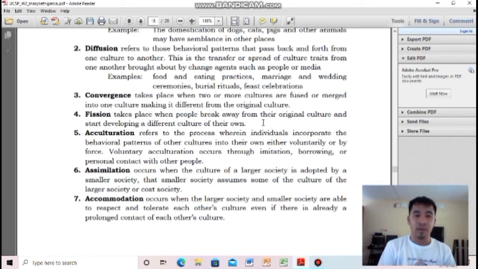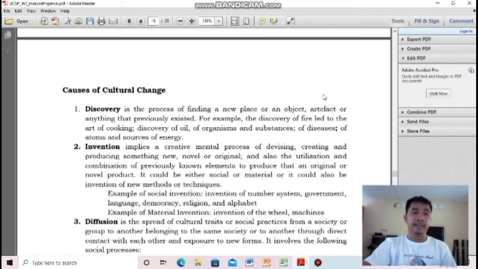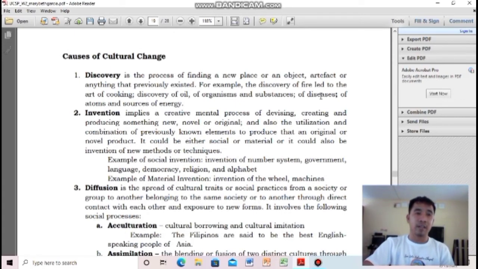Accommodation. Occurs when the larger society and smaller society are able to respect and tolerate each other's culture. So, dali katabo ang mutual respect. No? Even though nag-impon sila, but still ara man gihapon ang pagrespeto kag may toleration, no? Matolerate nila ang isa kag isa, no? Hindi nila gaakigay sila o nag-aaway sila tungod hindi magsalanto ang ilang kultura. Okay, gaintindihanay. Next, let us discuss the causes of cultural change.